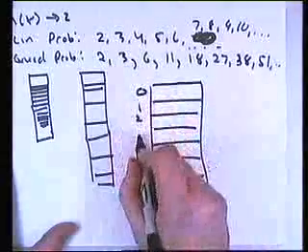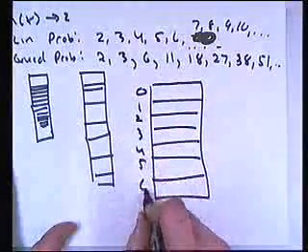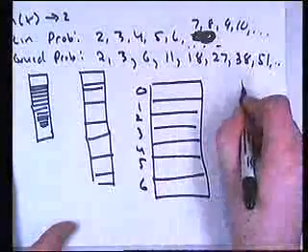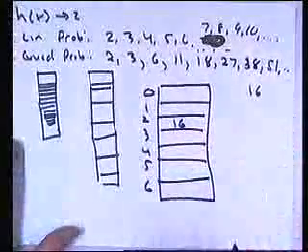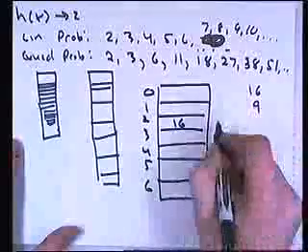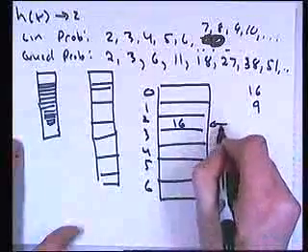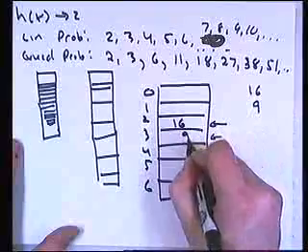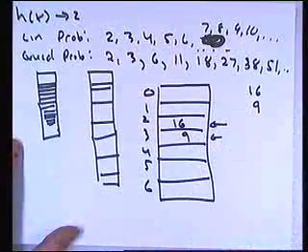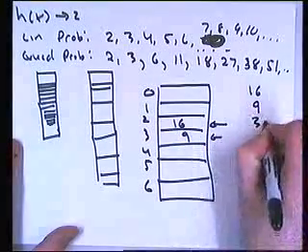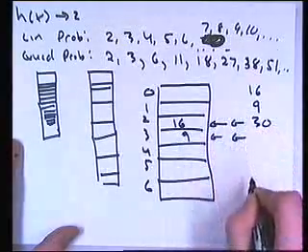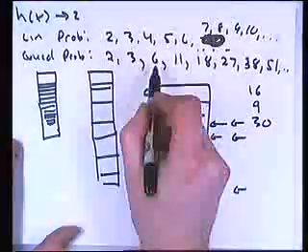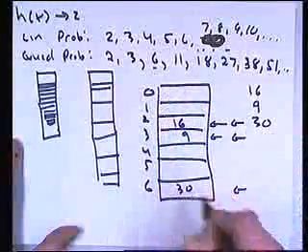So we say here, cells 0, 1, 2, 3, 4, 5, and 6. I want to insert, say, 16. That hashes to 2. I want to insert 9. That also hashes to 2. I collide with 2, so I try cell 3 next. I want to insert 30. That also hashes to 2. I collide with 2. I collide with 3. I'll try 6 next. And so I put 30 there.